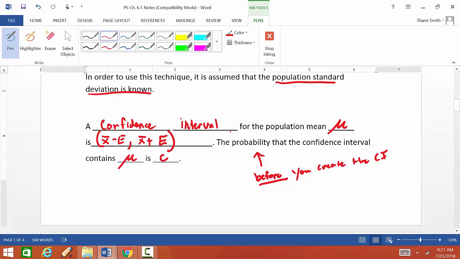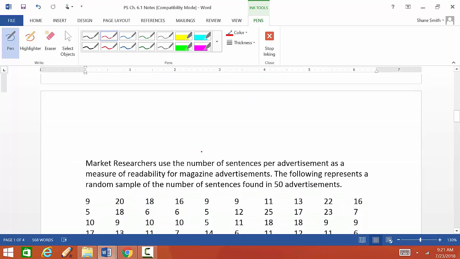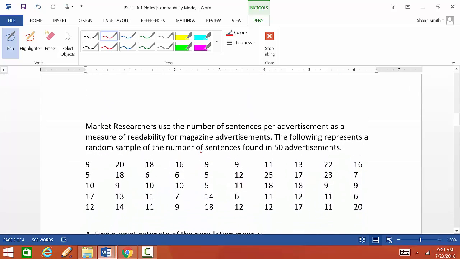All right, so this is a lot of background information. So let's do an actual example to show you what I'm talking about. So we have market researchers. And market researchers use the number of sentences per advertisement as a measure of readability for magazine advertisements. The following represents a random sample of the number of sentences found in 50 advertisements.